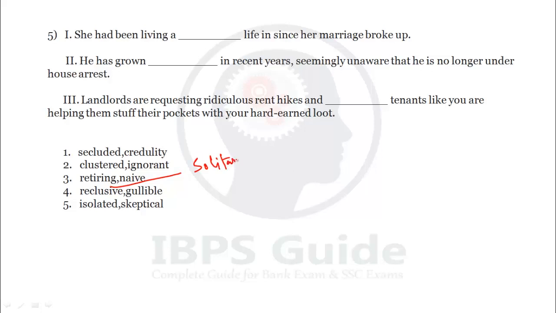Solitary means avoiding the company of others, other people. And gullible means that is easily persuaded to believe something, that is credulous. Gullible, that is called credulous.